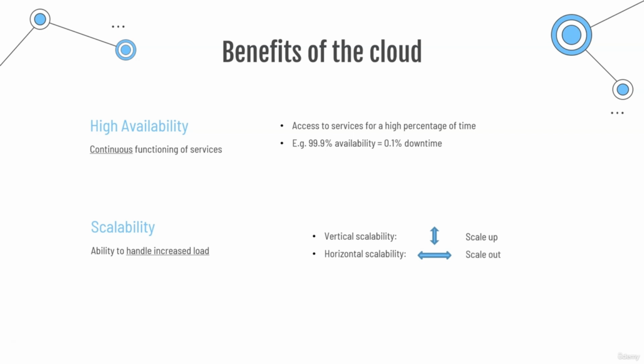So what does that mean? Scaling up just means that we use the resources in the same number that we already have them, for example, a virtual machine, and just increase the power per unit. So we have, for example, more CPU per virtual machine. And scaling out then just means we add additional virtual machines in this case. This is what we refer to as scalability, handling increased load. These are the first two benefits of the cloud.